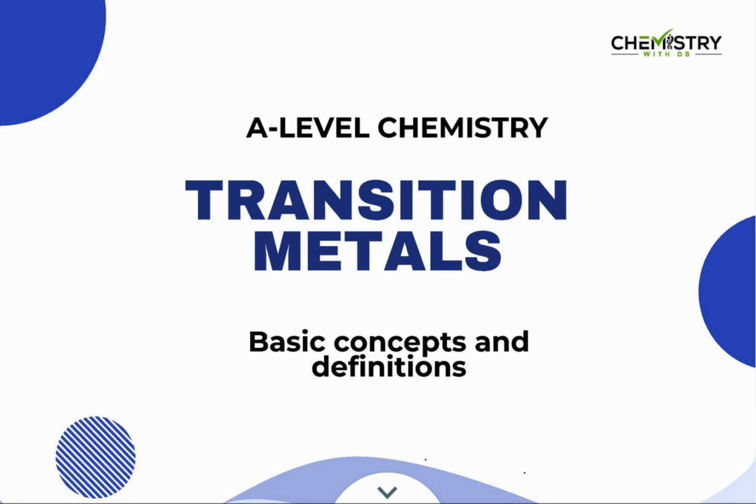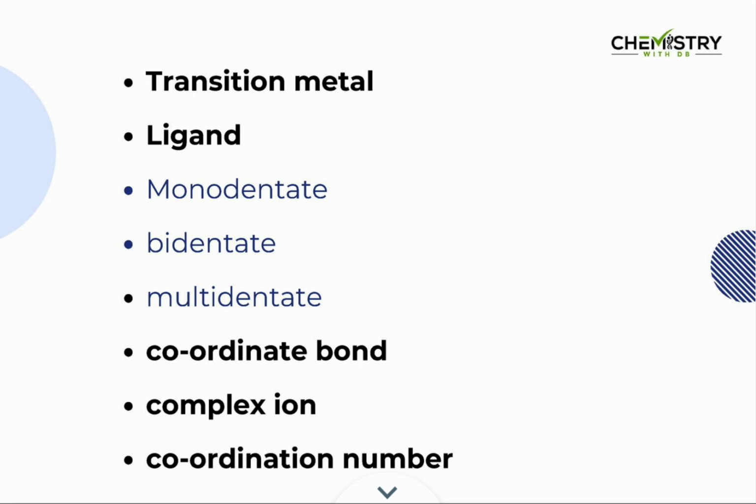Recently I have posted some videos on transition metals, stereoisomerism and the chelate effect. So I thought that I would explain some of the basic concepts behind these and the definitions which are very often asked in the exams. So we are going to deal with these particular things: transition metal, ligand, coordinate bond, complex ion and coordination number.